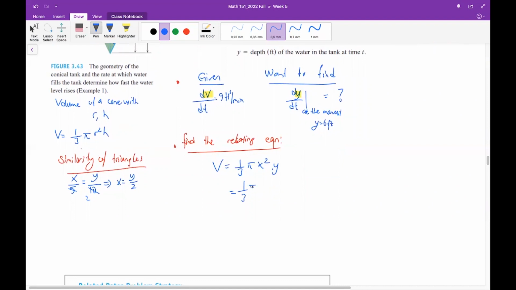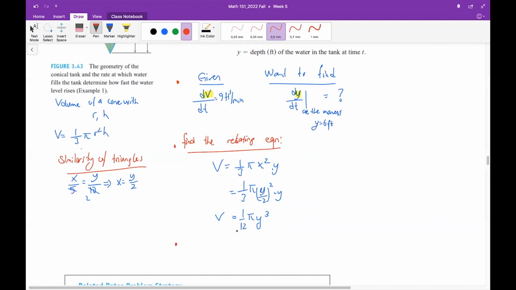So the volume formula becomes (y over 2) squared times y. If you do the computation, the volume is given as 1/3, or, okay, let me write the final result, 1/12 pi y cubed. And this will be your relating equation. V and y are related in an equation now. Then the third step starts.